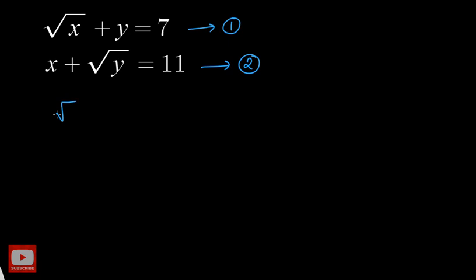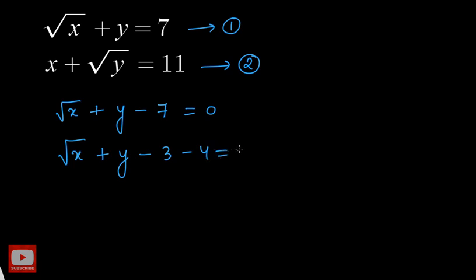I will take the first equation, root x plus y, and I will bring this 7 to the left side, so that we have minus 7 equal to 0. Now root x plus y, I will break this minus 7 as minus 3 and minus 4 equal to 0. I'm going to write this minus 3 with this root x, root x minus 3, and I'll write minus 4 with y is equal to 0. Now I'm going to group this root x minus 3 together, and this is another group.